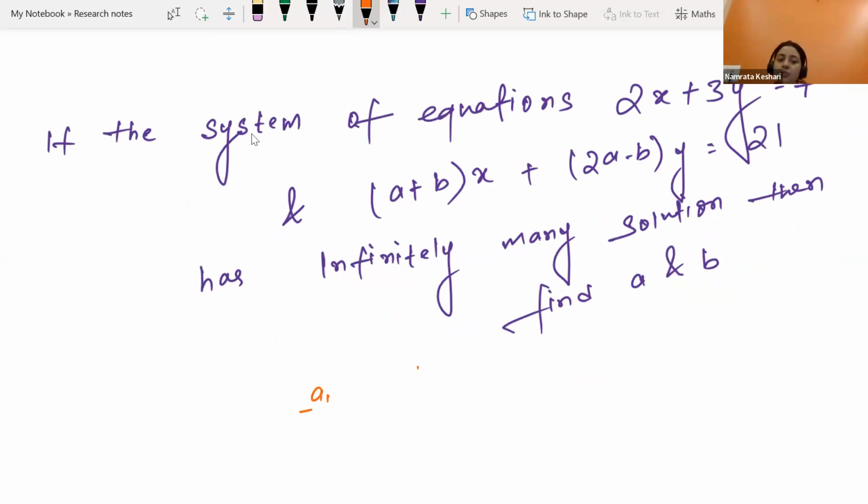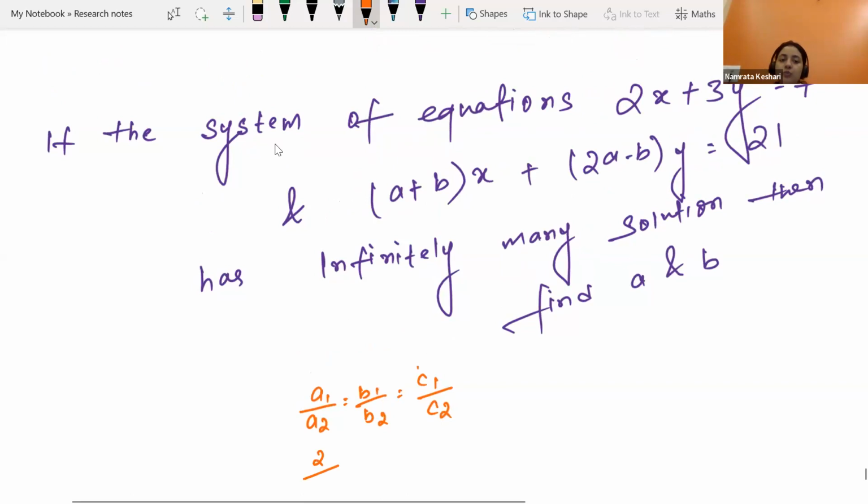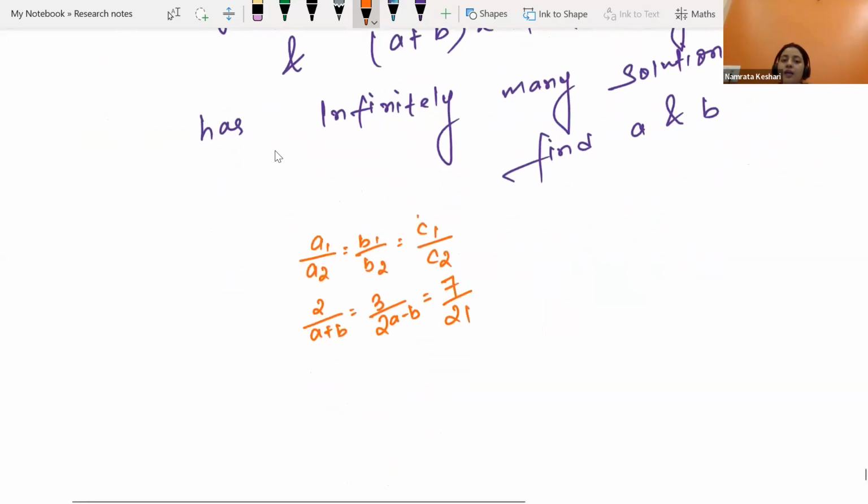For infinitely many solutions, we know that A1 by A2 must be equal to B1 by B2, must be equal to C1 by C2. Let's do the comparison. So we'll be getting 2 by (a plus b) is equal to 3 by (2a minus b) is equal to 7 by 21. That day I was telling you that you can compare any two ratios, the first and second, second and third, or the first with the last. Let's compare the first one with the last one.